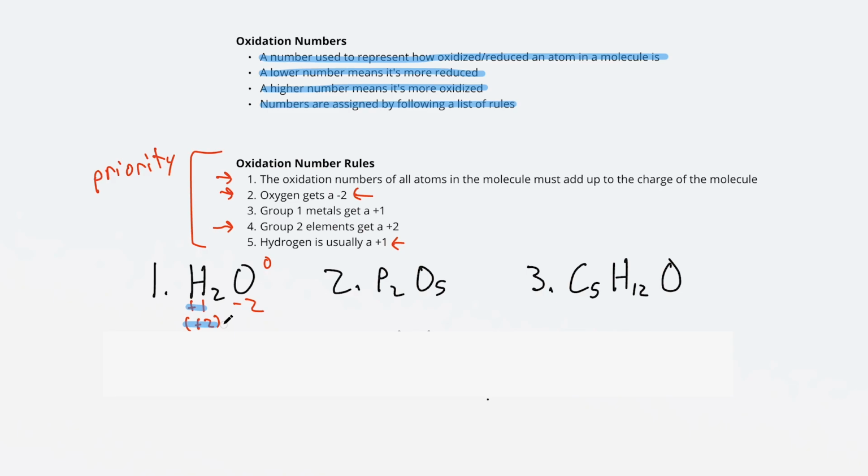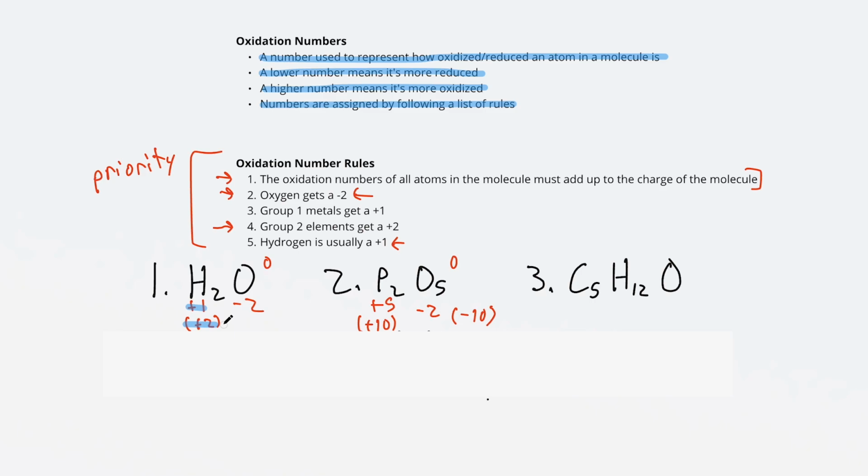Moving on to number 2. Again, we have a 0 charge, so all the oxidation numbers need to add up to 0. The next rule is oxygen, so we know oxygen will have a -2. Now we have phosphorus, and we look at our rules, and none of our rules really apply to phosphorus. So the only rule that tells us what to do is that first one, that our oxidation numbers are going to need to add up to 0. We have -2 for each oxygen, so in total we have -10. We have 2 phosphorus atoms, so they're going to have to offset that -10, which gives us an oxidation number of +5 for each phosphorus, or +10 total for the 2 phosphorus atoms combined.